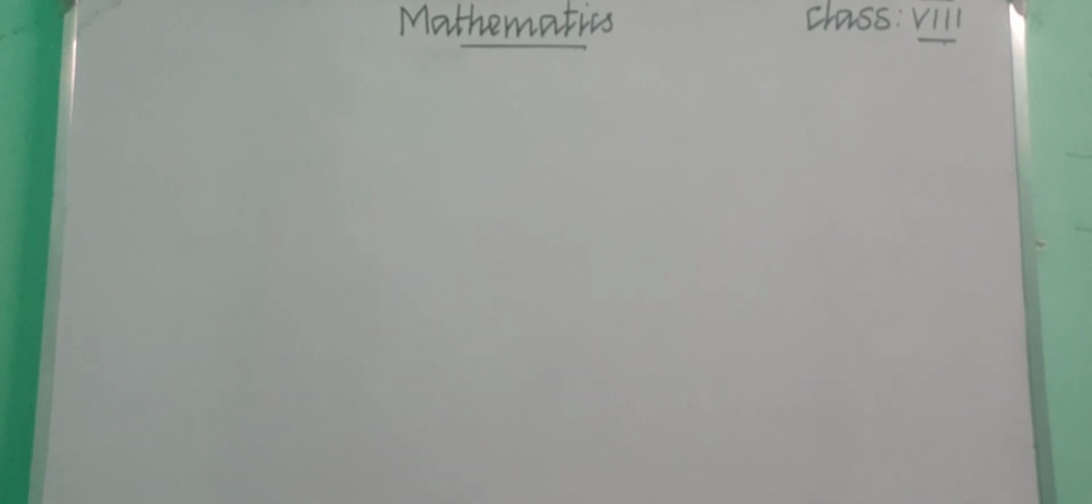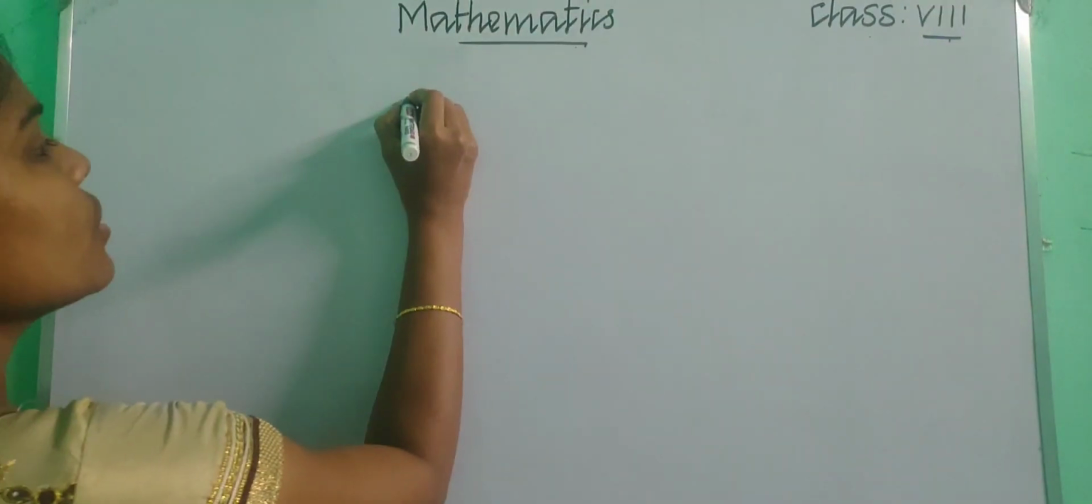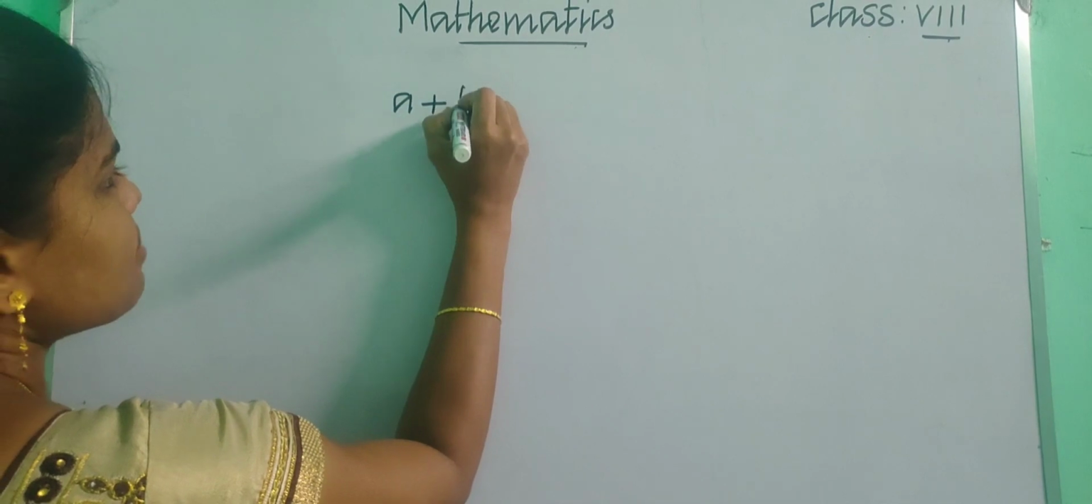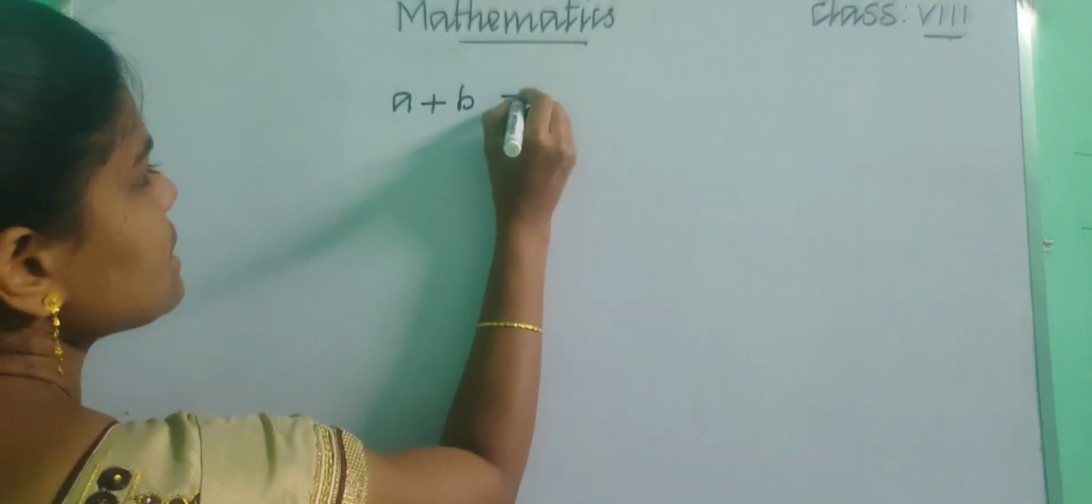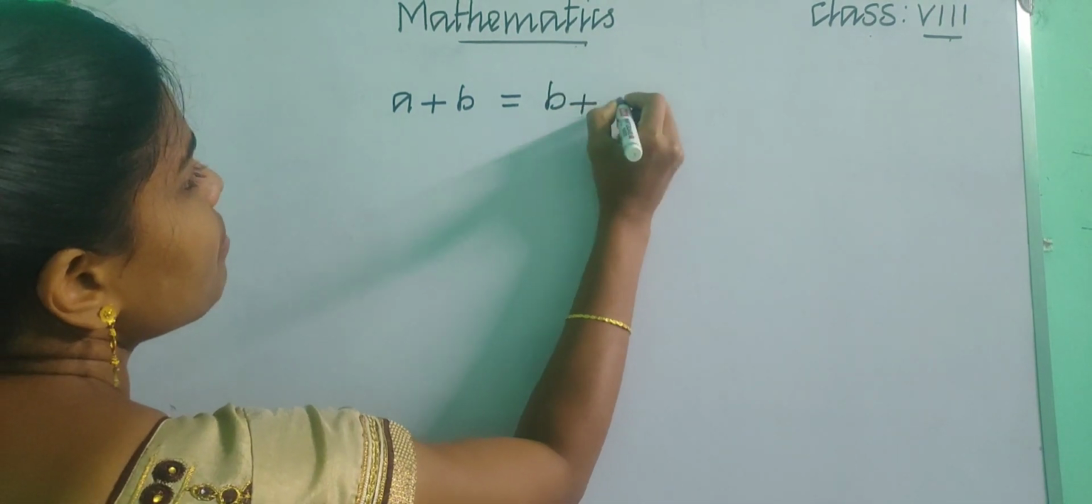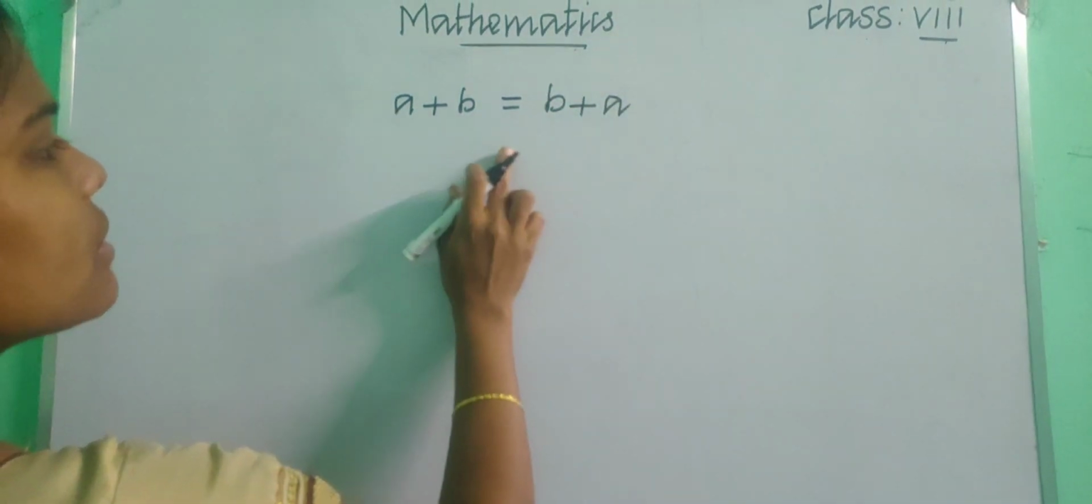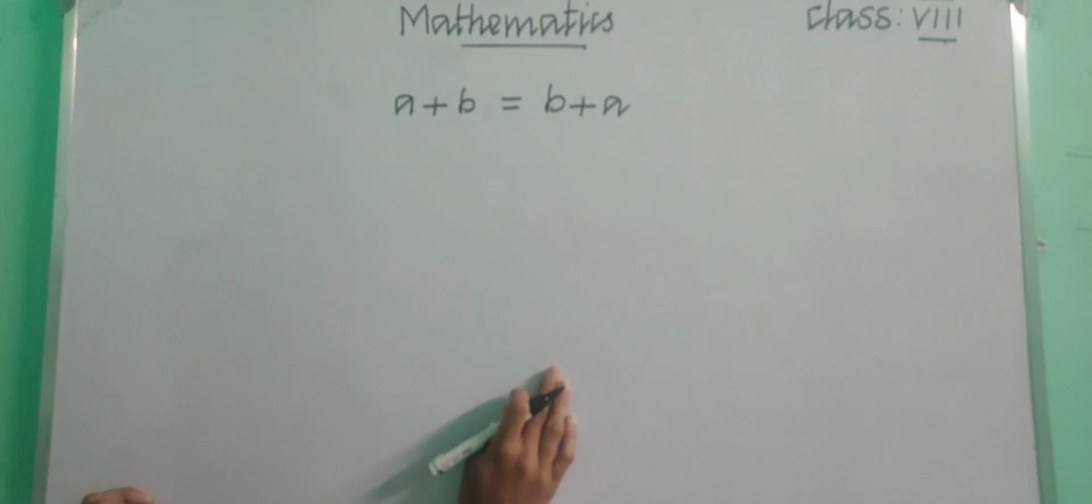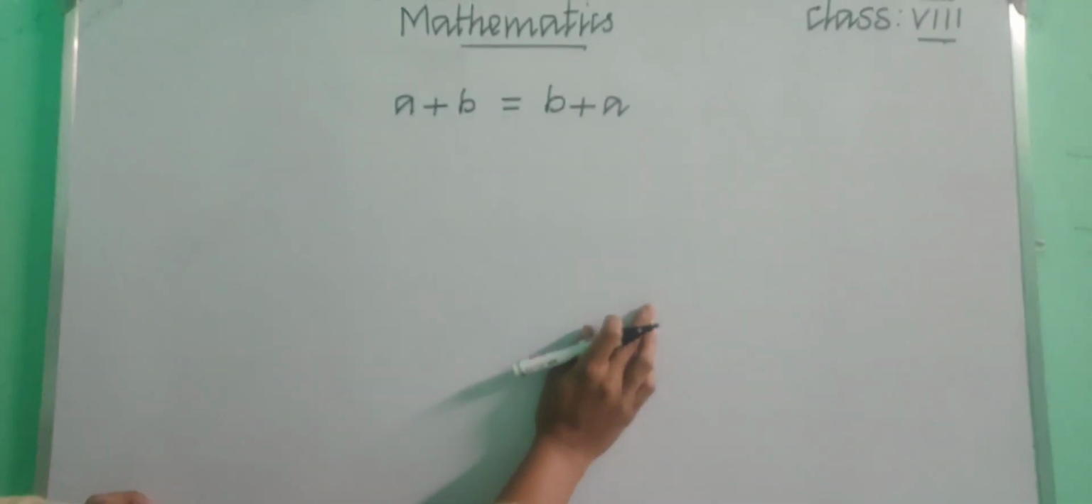Commutative property means if you are adding a plus b, and if it satisfies commutative property, we need to say b plus a. We need to change the order and we need to check. This is called commutative property, okay children.